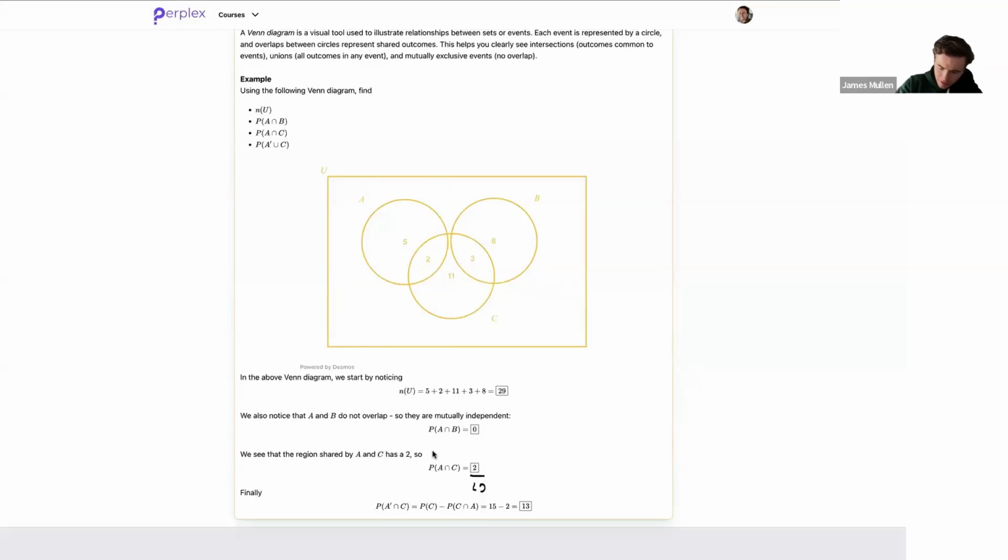I think the working out here has a bit of a weird thing. That area is 14. Okay, so this should be 14 over 29. I forgot to convert these back into probabilities. 14 over 29. Let me check the Q&A.